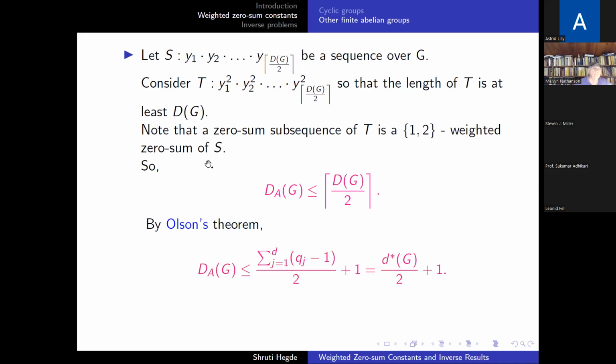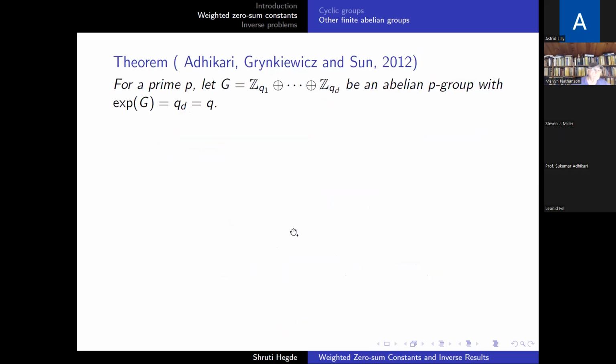Since our group G is a finite p-abelian group, we can apply Olson's theorem here and substitute the value of D(G), and we get D_A(G) is less than or equal to D*(G)/2 plus 1. We had the other side inequality in the previous slide, so we get D_A(G) is equal to D*(G)/2 plus 1, where the weight set A is the set {1, 2}, and G is a finite p-abelian group. So we have determined D_A(G). We'll now move on to determine S_A(G).